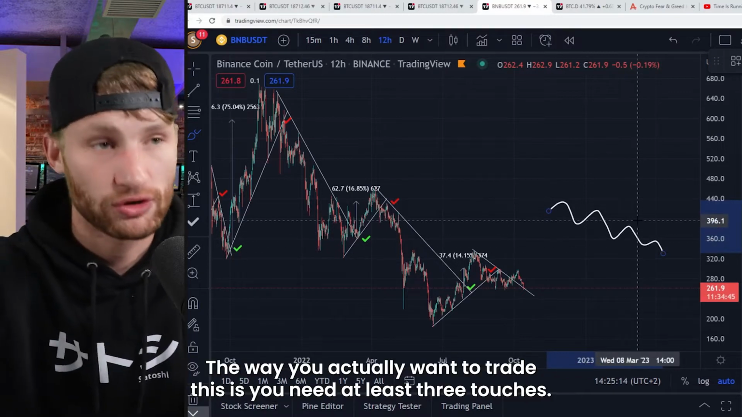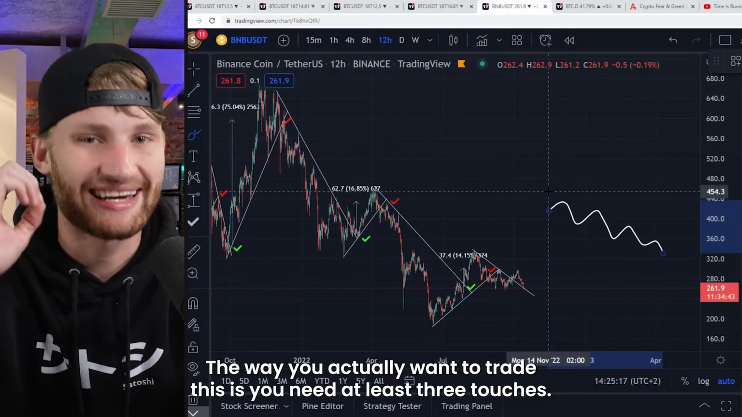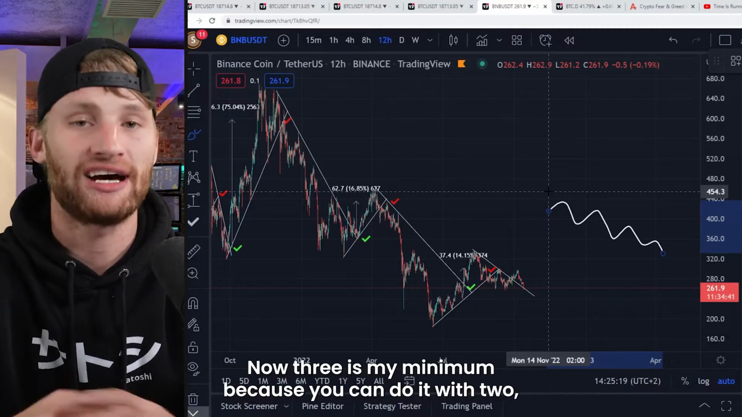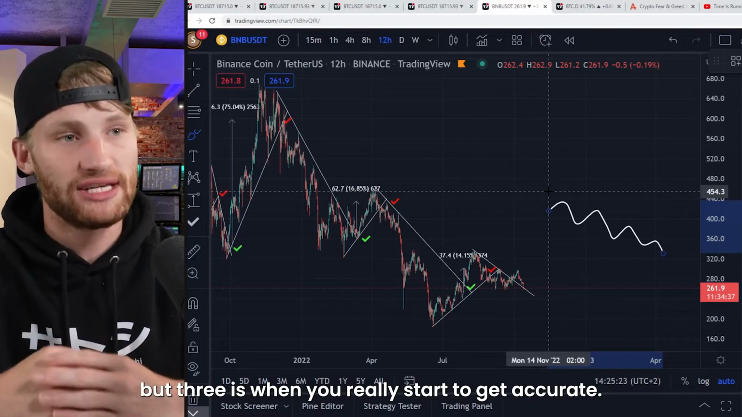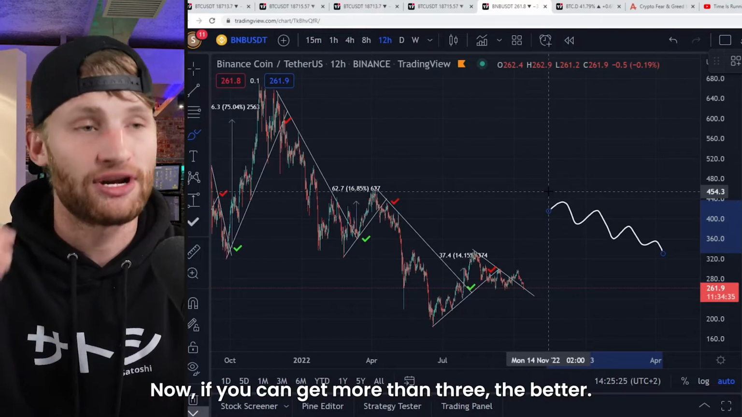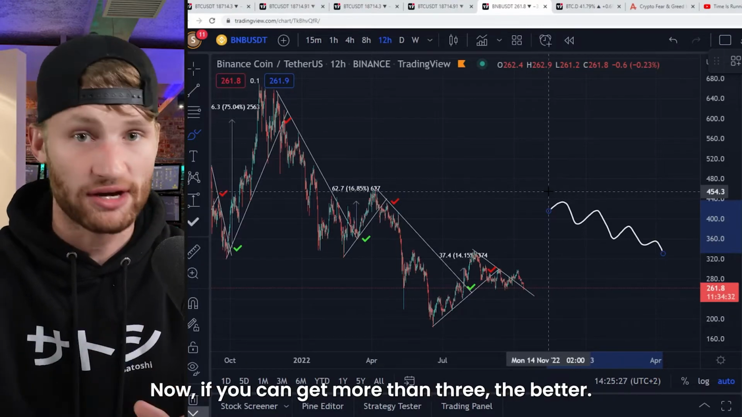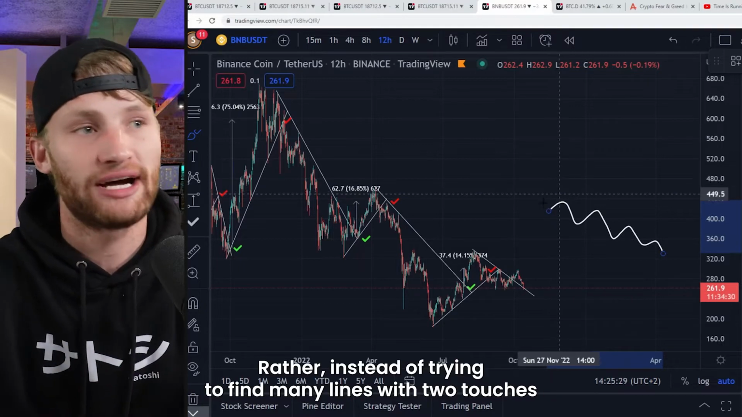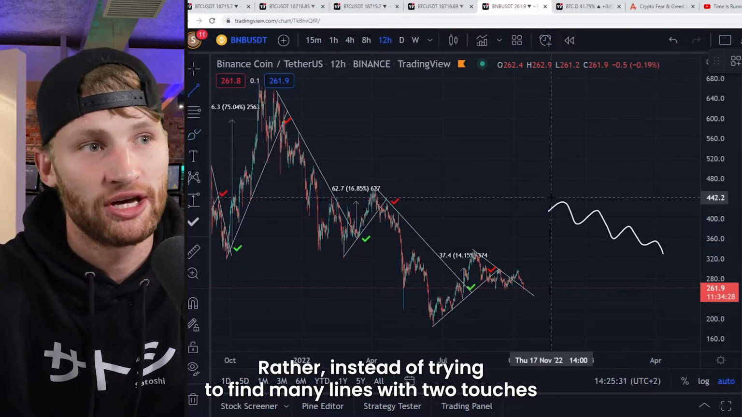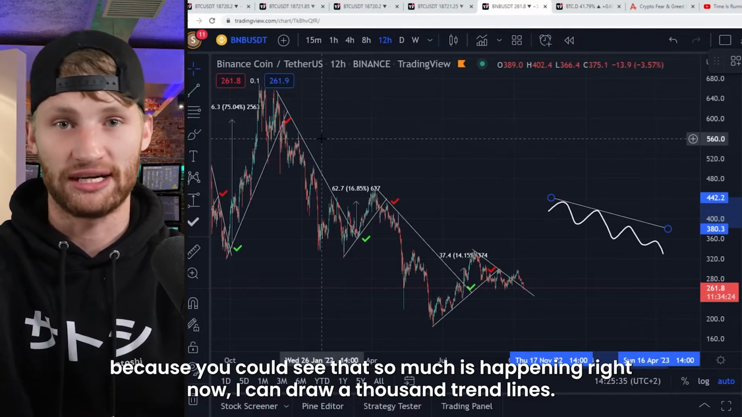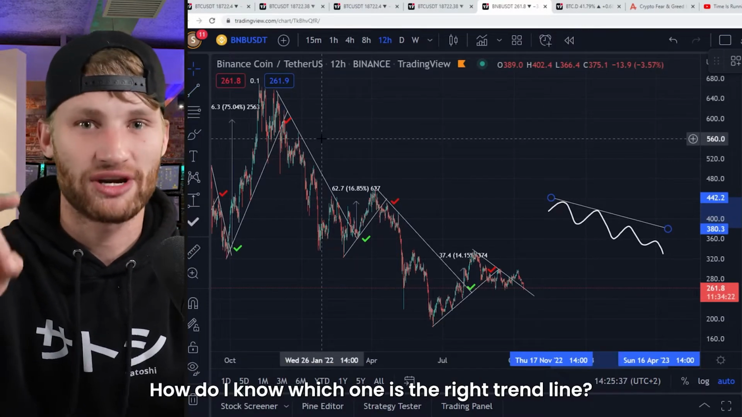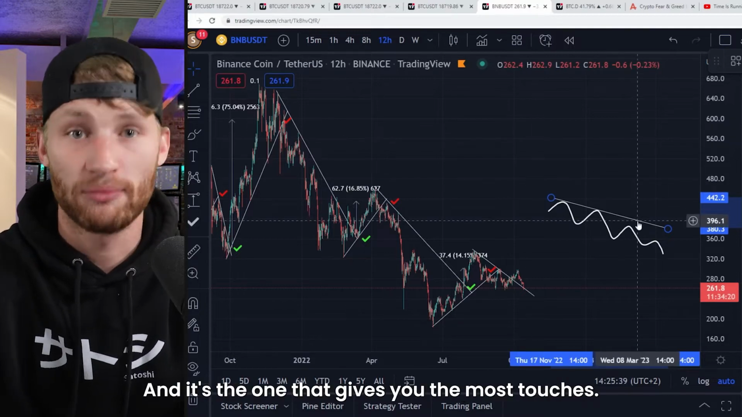The way you actually want to trade this is you need at least 3 touches. Now, 3 is my minimum, because you can do it with 2, but 3 is when you really start to get accurate. If you can get more than 3, the better. Instead of trying to find many lines with 2 touches, because so much is happening right now, I can draw 1,000 trend lines. How do I know which one is the right trend line? It's the one that gives you the most touches.